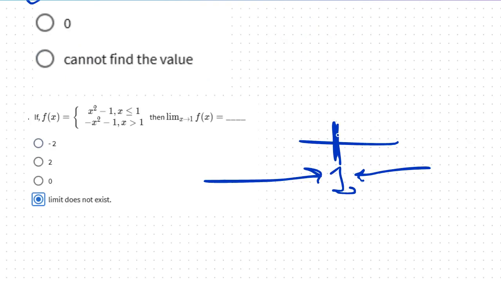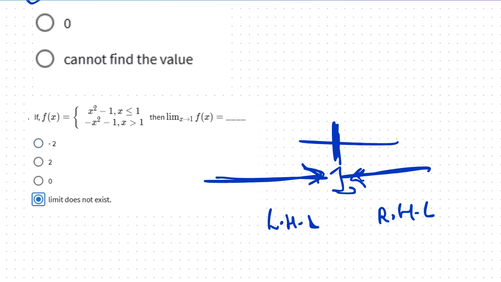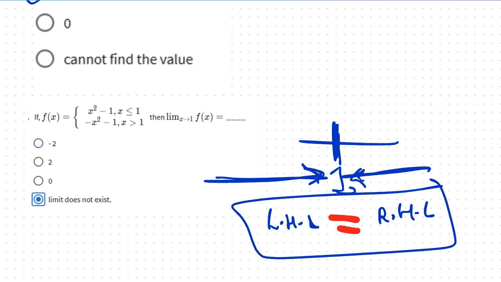Okay, approximation at 1. So you have to approach the limit from left side and right side, which we usually call LHL, RHL. For a limit to exist, what is the condition on these two? If you approach from the left side and if you approach from the right side, the approximation values should be equal to each other. LHL equal to RHL, then only limit exists.